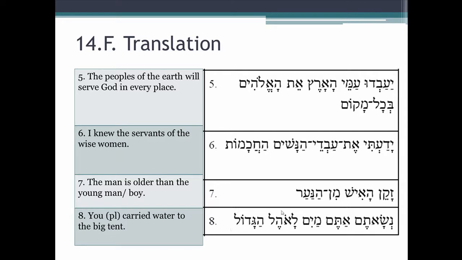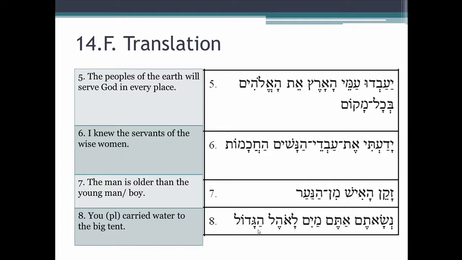So we have noun, ohel is tent, adjective. So we have to look at this construction. We have a preposition, noun, adjective. We have tent of hagadol. No, it's not a construct, because remember, it's noun adjective. It's not noun noun. So where does the definiteness come over here in this translation? The big tent. It comes from this definite article right here, underneath the lamed, the preposition.